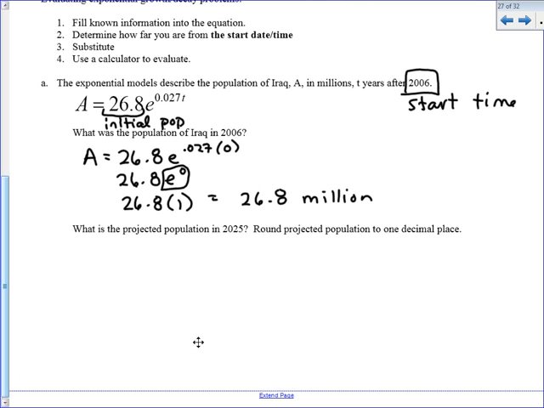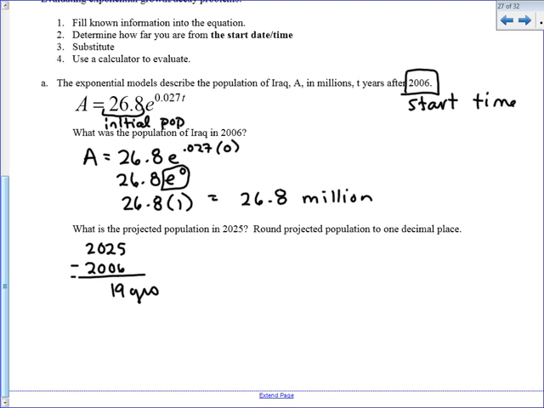Now the next question is, what is the projected population in 2025? Round the projected population to 1 decimal place. So the only number that we need to figure out is what's going in for t. We need to know how much time has elapsed between our start time and the time we're projecting. So our projected time is 2025. Just subtract from that your start year. So we're looking 19 years down the road.